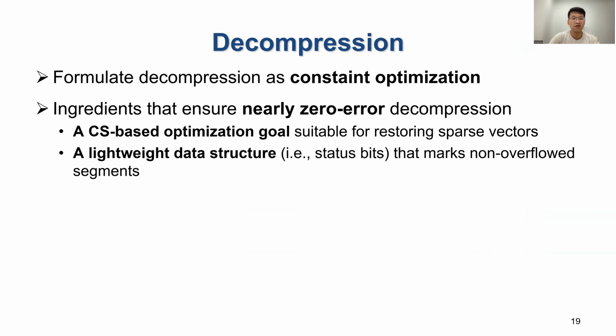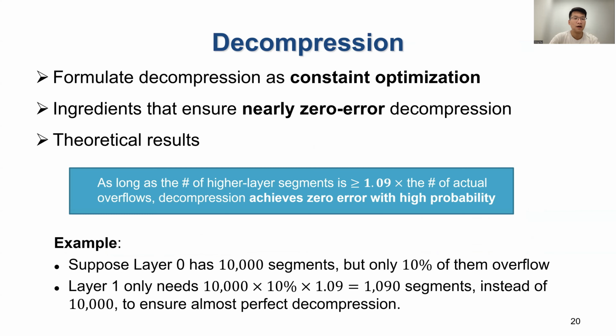2 ingredients are crucial to ensure nearly zero error decompression. The first is a compressive sensing-based optimization goal that is suitable for restoring sparse vectors. It filters out plausible but unlikely solutions. The second is a lightweight data structure that marks non-overflow segments. It further shrinks the solution space. We prove a theoretical result that guarantees its accuracy.